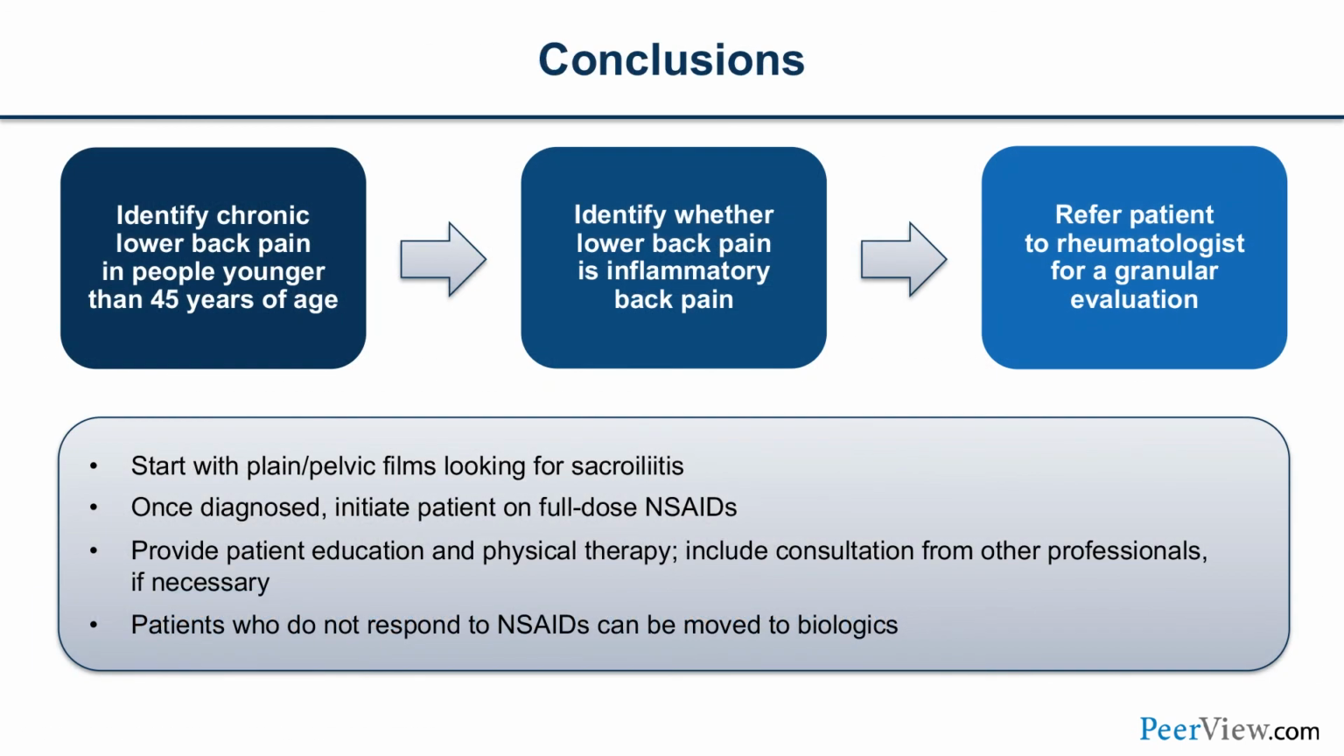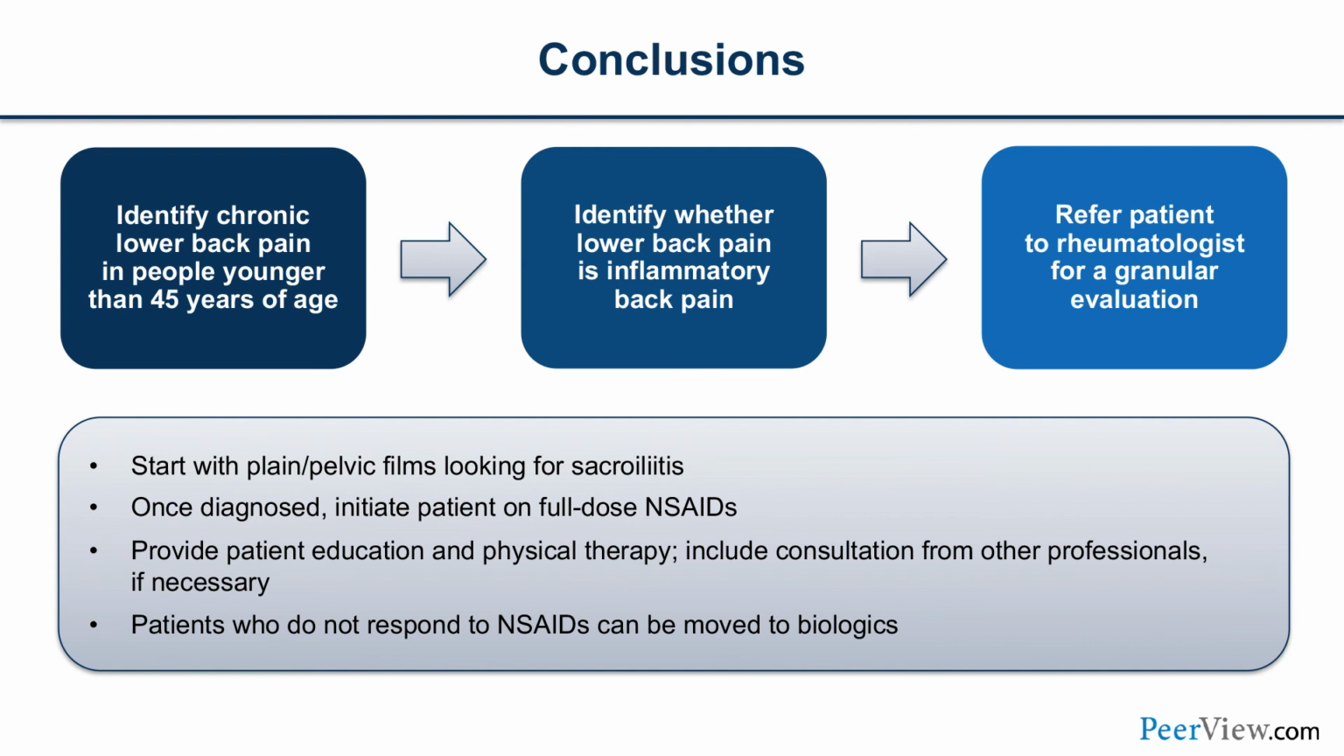So let me conclude by giving you 3 points to consider. 1, identify chronic low back pain in people younger than 45 years of age, and then quiz them for features of inflammatory back pain. This is a linchpin of starting the process of making this diagnosis. Once that has been achieved, that is grounds enough to refer to a rheumatologist for further evaluation. On the other hand, if you want to start with plain AP pelvis films and look for sacroiliitis, if present, it has positive predictive value, but if it's negative, the diagnostic process still needs to go on.